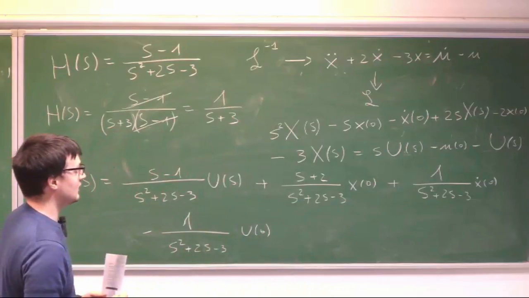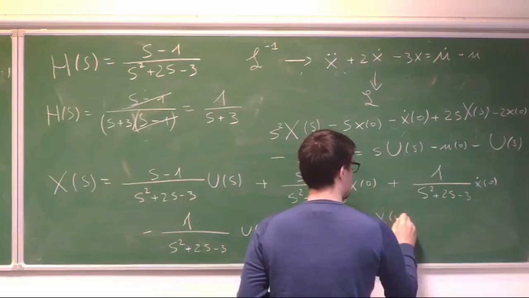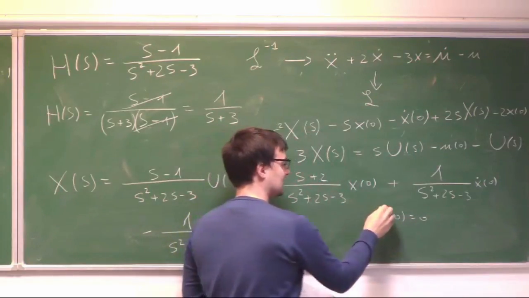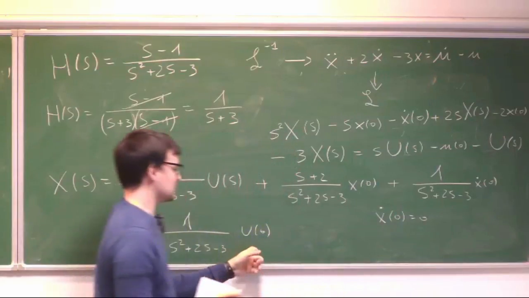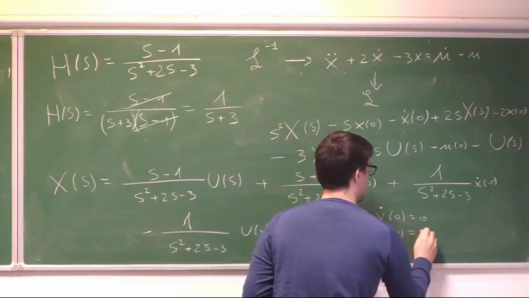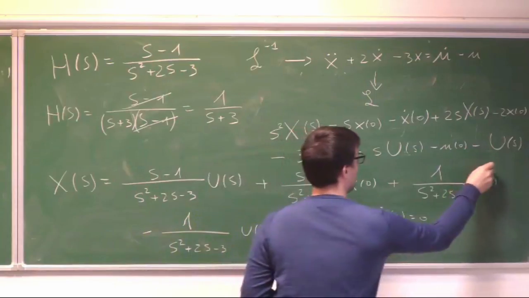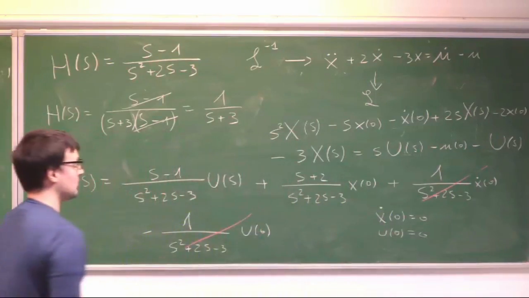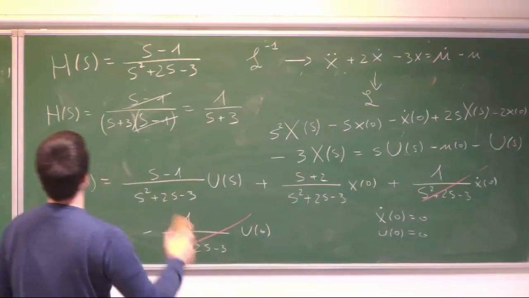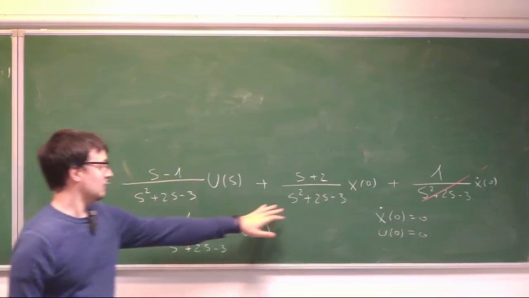Now, to make things a bit simpler, let's assume that dot x of 0 is equal to 0. So the initial condition of the derivative is 0. And let's assume that u0, so the input at 0, is equal to 0. If that's the case, then we can forget this term and this term, and let's work only with the remaining terms, okay? So let's cancel the board.